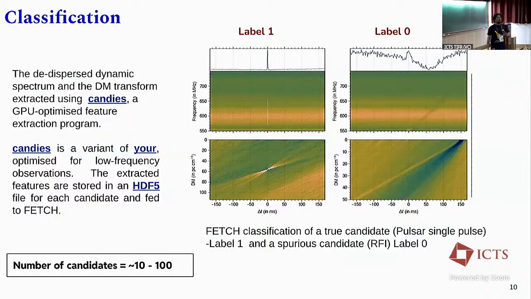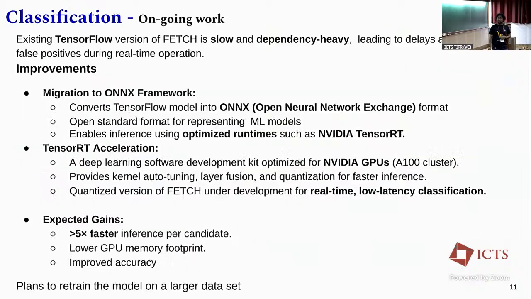Still, a lot of modification is required in classification. That's why we are presently trying to improve the classification. The existing TensorFlow version of Fetch is quite slow, and it's also very dependency heavy. It takes a long time to load the model and process the data. So that's why we are trying to migrate it to the ONNX framework.